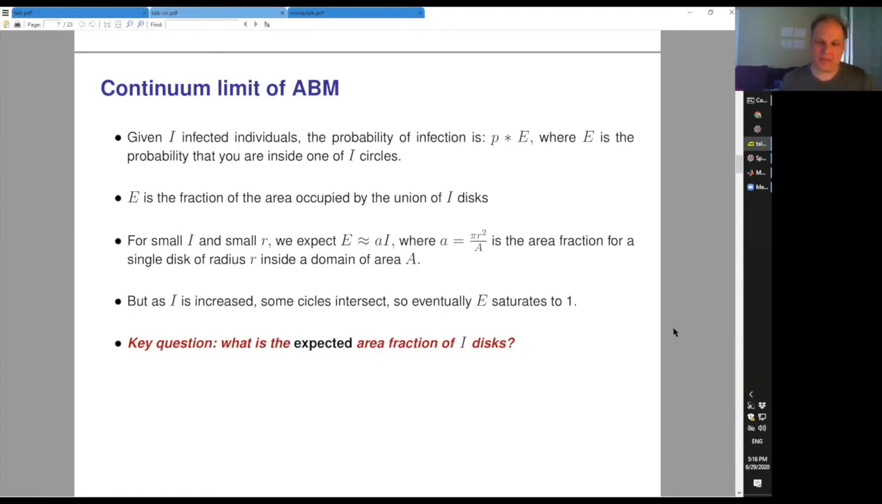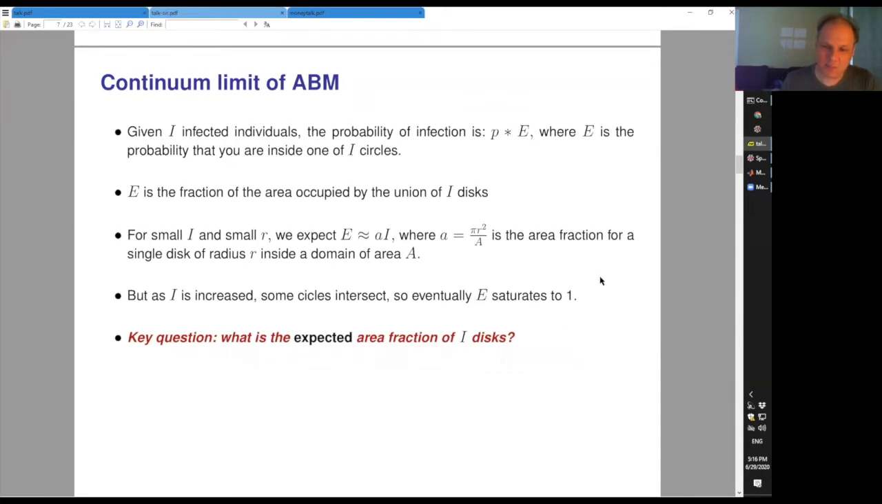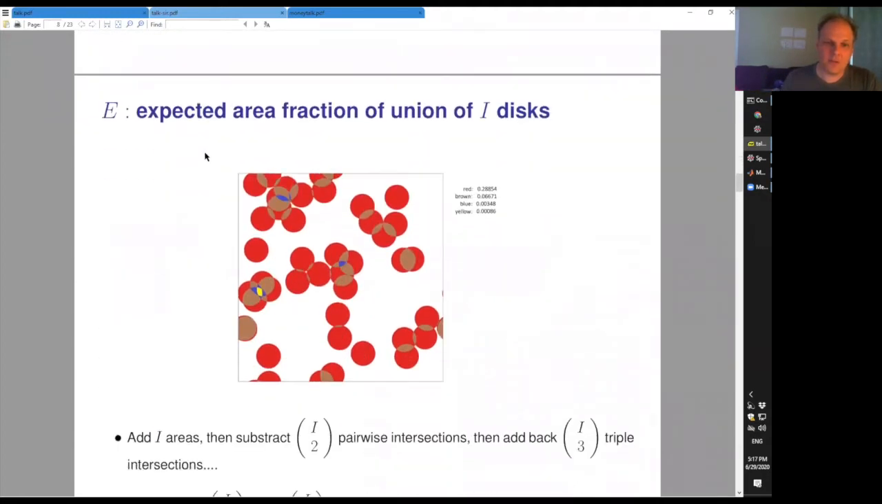In other words, E is the fraction of area occupied by the union of these I disks. If I is small and each disk has a small size, then the union of I disks is roughly proportional to A times I, where A is the fraction area of a single disk. However, when you have a lot of circles, there are all these intersections that you need to deal with. So then it's no longer A times I, it's something else. That's the key question: what is the expected area fraction of I random disks? So we need to compute the expected area fraction of a union of I disks.